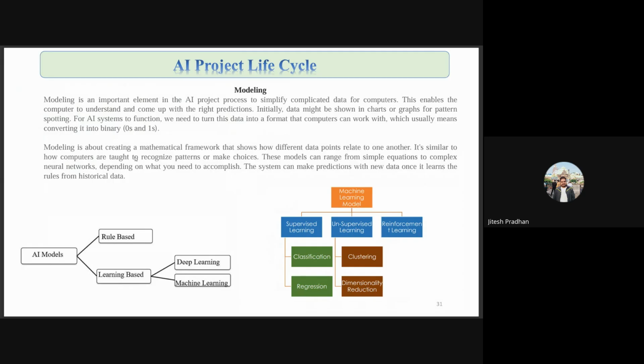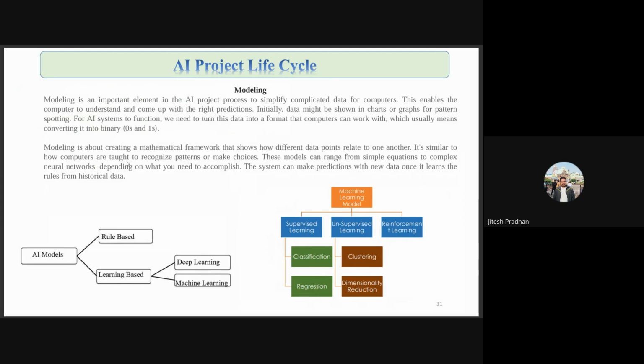So based on our problem, we have to choose what type of model to build. Let's say we have to decide the perfect time to harvest the crop. That will be a regression problem, because we have to predict a continuous value. Now suppose we have to identify the disease of a plant. The plant can have disease A, disease B, disease C, or disease D. So it will be a classification problem.